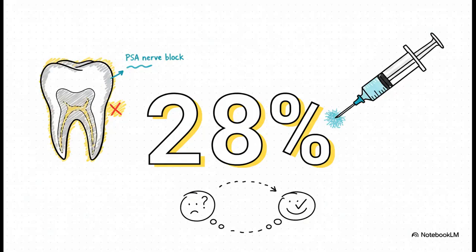But, and this is a big but, here is a critical clinical pearl you have got to remember. In about 28% of patients, that's more than 1 in 4, the mesiobuccal root of the first molar is not anesthetized by the PSA. This is such a common reason for incomplete anesthesia. It just means you might need a second, little supplemental injection to get that specific spot totally numb.